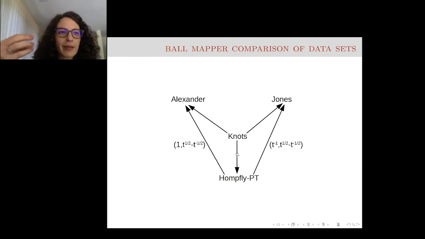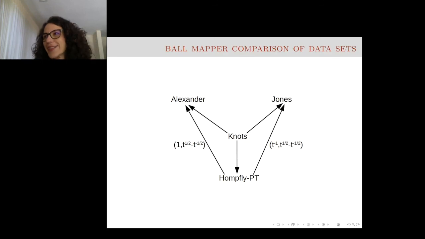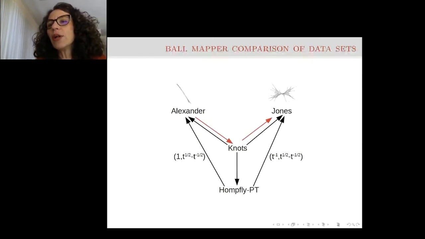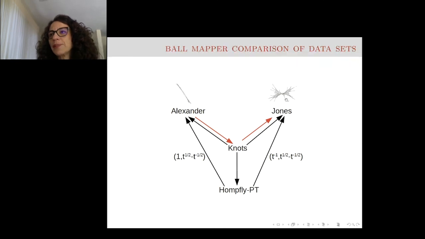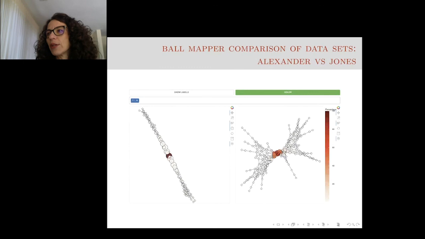But again, if you wish, the database of knots provides the indexing set for these other point clouds. So what we can do is compare the structure of the ball mapper graphs, let's say from the Alexander to the Jones, by pulling certain clusters from the Alexander data all the way to the Jones data through the common set of knots. And this is what we do here.